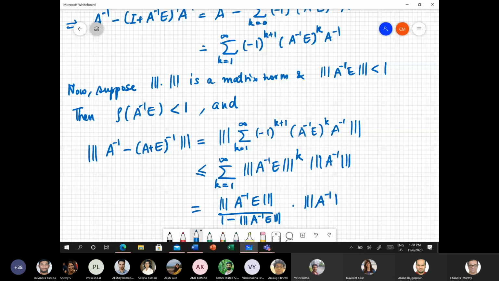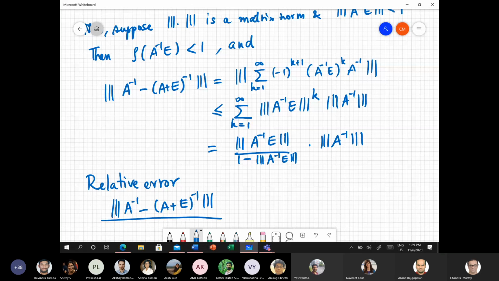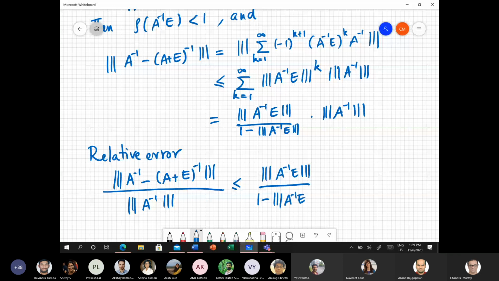Thus we know that the relative error, if I define it to be the norm of A inverse minus (A plus E) inverse divided by the norm of the guy I wanted to compute, so this is the relative error in computing A inverse, can be upper bounded by the norm of A inverse E divided by 1 minus the norm of A inverse E, if the norm of A inverse E is less than 1. That was the assumption we made.